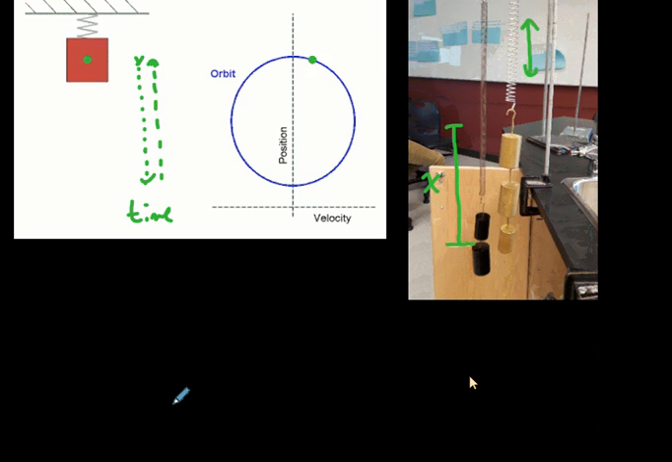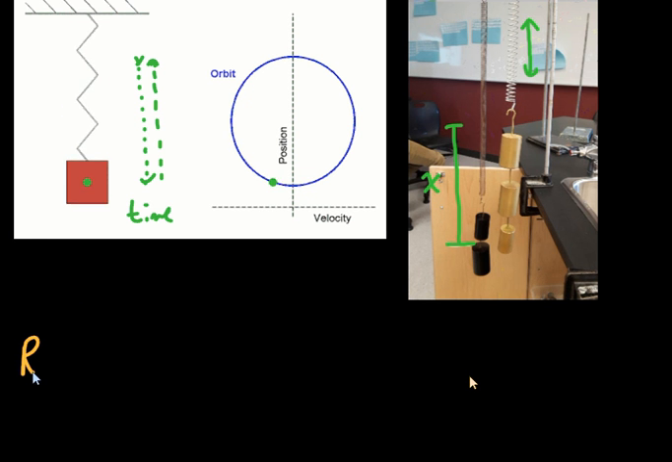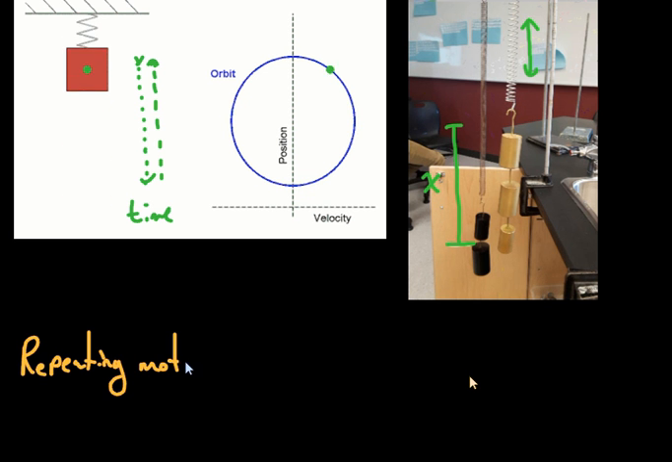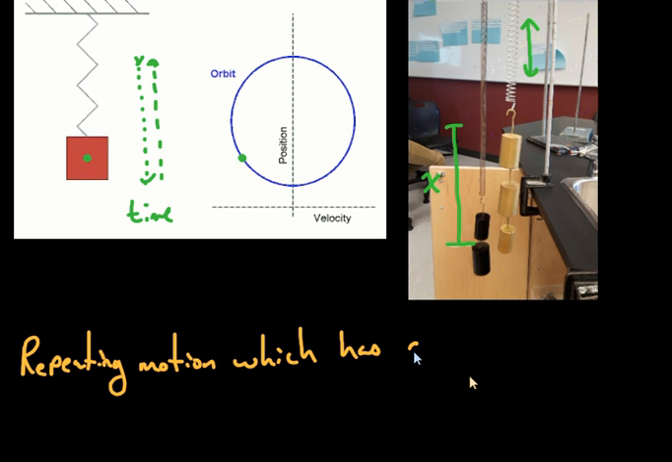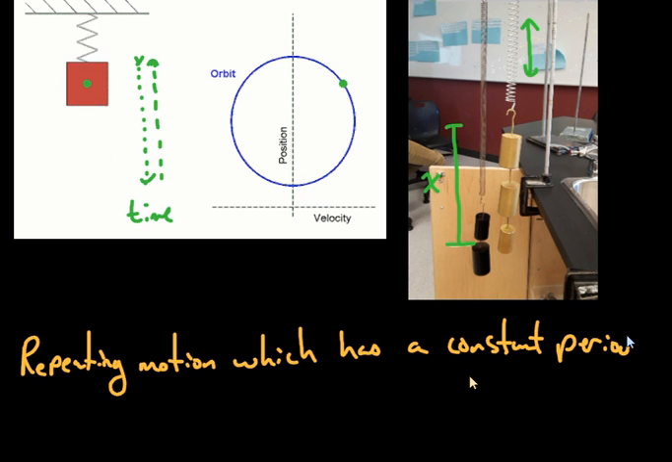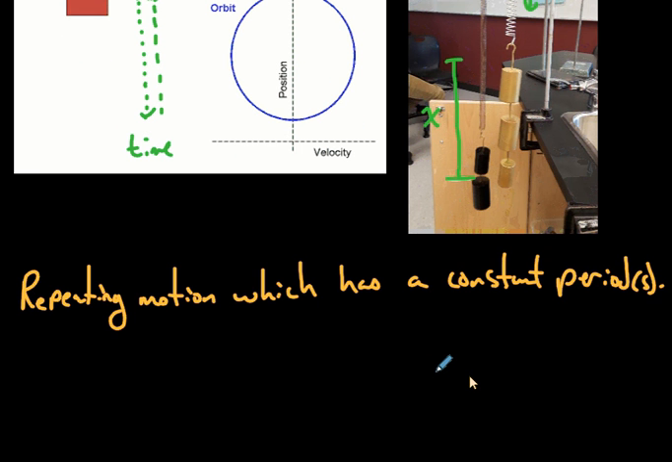So the first thing we're going to talk about is exactly what we mean when we say SHM, or an oscillation, and that is simply a repeating motion which has a constant period. Okay, so what's a period? Well, a period is the time it takes to go through one complete oscillation. That's the period. Not always measured in seconds, I shouldn't say that, but the SI unit for period would be seconds.